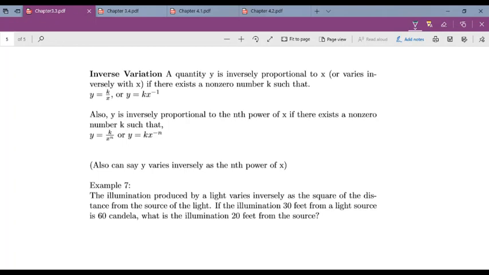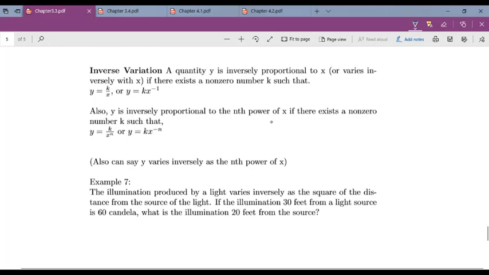Okay. Also, y is inversely proportional to the nth power of x if there exists a non-zero number k such that y equals k over x to the n or y equals k times x raised to the negative n. So it works if you throw an exponent in the mix as well.